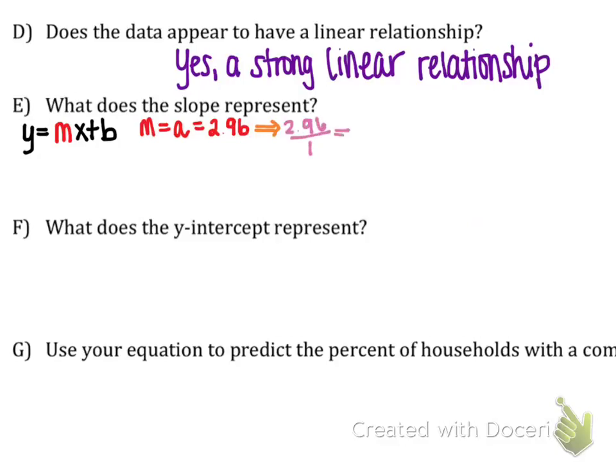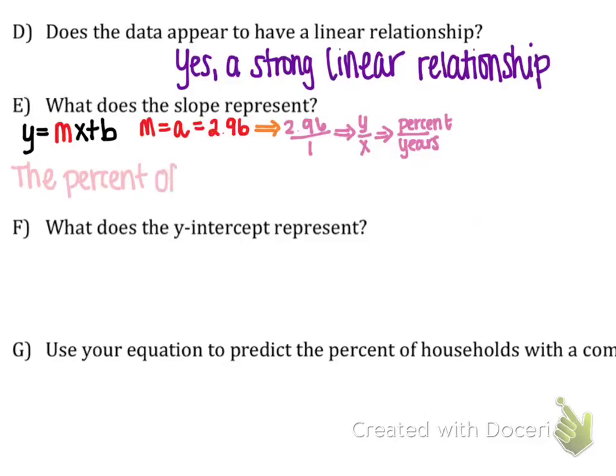Because when I think of slope, I think of rise over run, which means I think of y's over x's. So what variable is my y? Well, according to my table, y is the percent of how many households have at least one computer, and x is the number of years since 1984. So now this gives me a better idea of how the number 2.96 relates in the context of the problem. And I can say it like this.